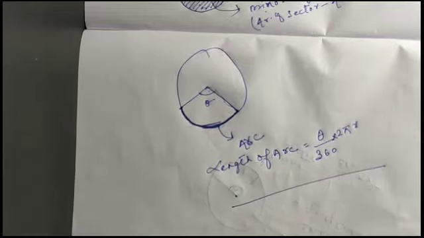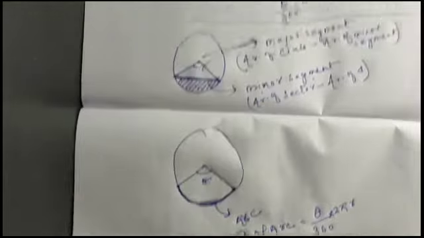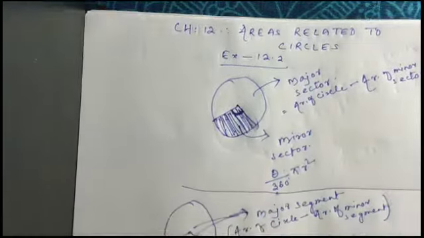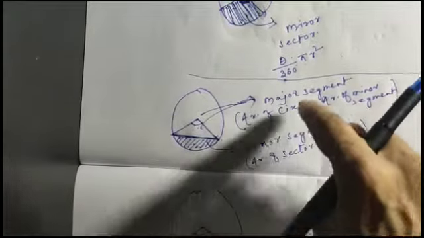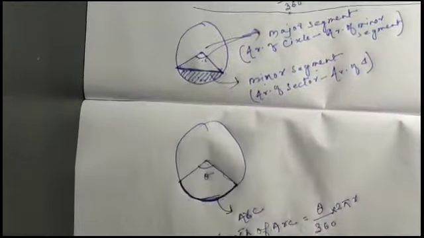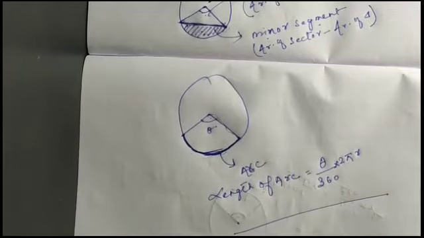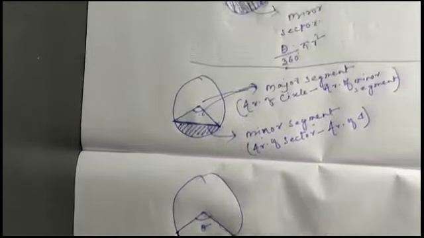Okay, so these are the major points. Number 1, the minor sector and the major sector. Number 2, minor segment and major segment. And number 3 is the length of the arc. Now let us discuss the problems given in the exercises.